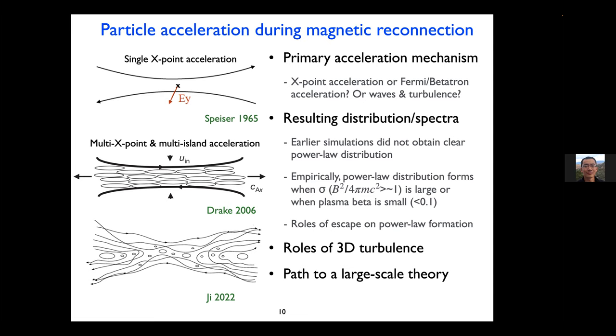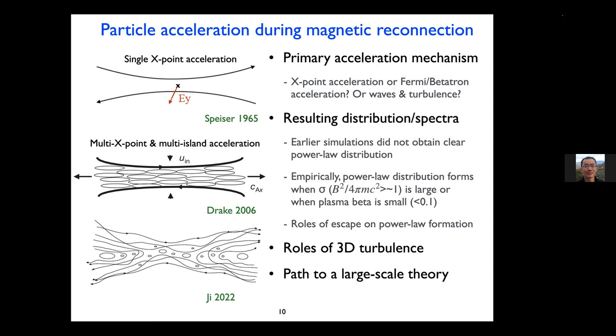Especially, as I mentioned, a lot of observations indicate a non-thermal spectrum, especially a power-law distribution in energy. But earlier simulations, from more than 10 years ago, were not able to produce a clear power-law distribution. What we find now, with the development over this decade, is that we can routinely produce this non-thermal power-law distribution, either when sigma, which is roughly the ratio between the magnetic energy and the rest energy of the plasma, is roughly larger than one, or the plasma beta in the non-relativistic case is smaller than roughly 10%. It seems like this non-thermal distribution can be fairly robustly produced.